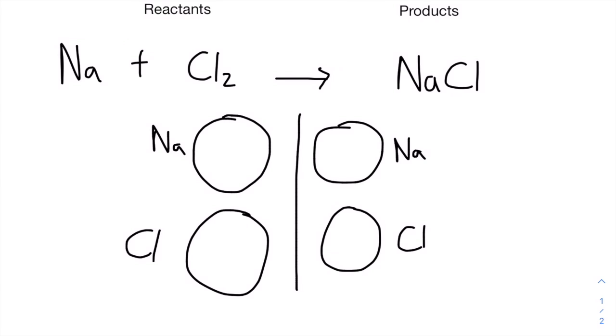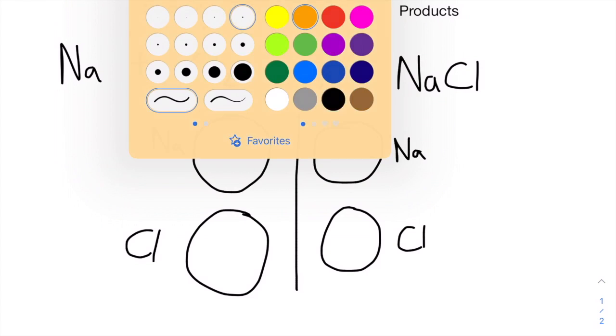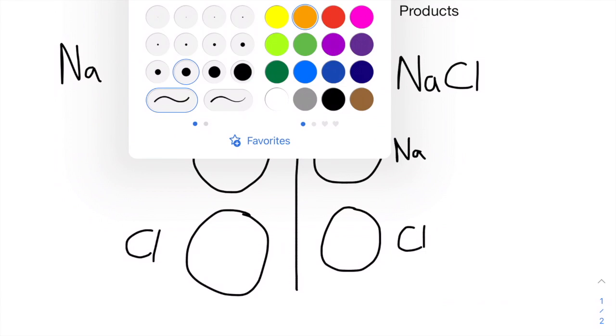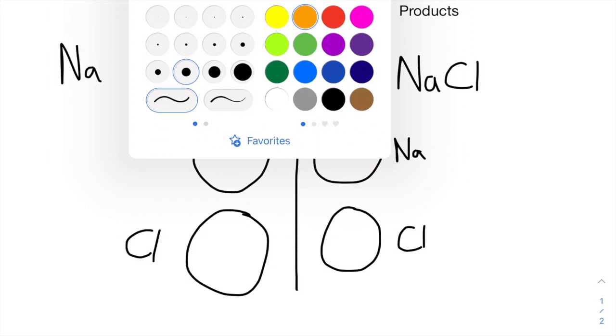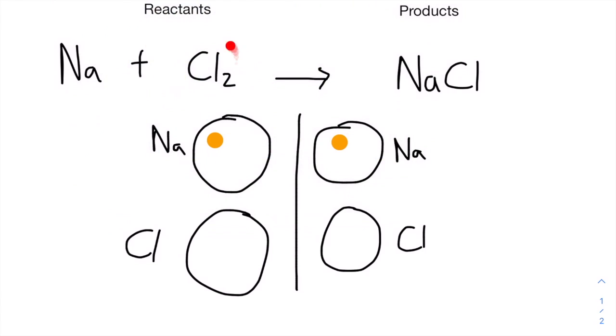Now, on the reactant side, I'm going to keep track of my sodium atoms as orange, and I see that I only have one on the reactant side because there's no coefficient, no subscript. On the product side, I see that I have one sodium as well. All right, now on to chlorine. Here I see that I have two chlorines because the subscript 2 tells me that there are two chlorines in every molecule. So I've got 2. On the product side, this chlorine has no subscript and no coefficient, so it's just going to be 1.